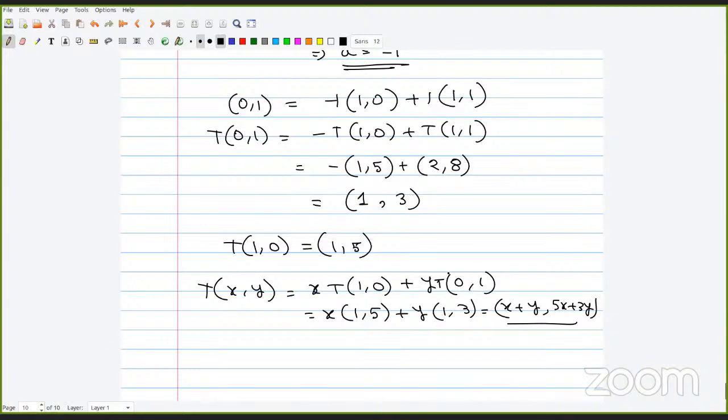So I think it is clear to everybody, right? Whenever we say image of any vector under a linear transformation, we mean the image of the vector. Image is always in the codomain and pre-image is always in the domain.